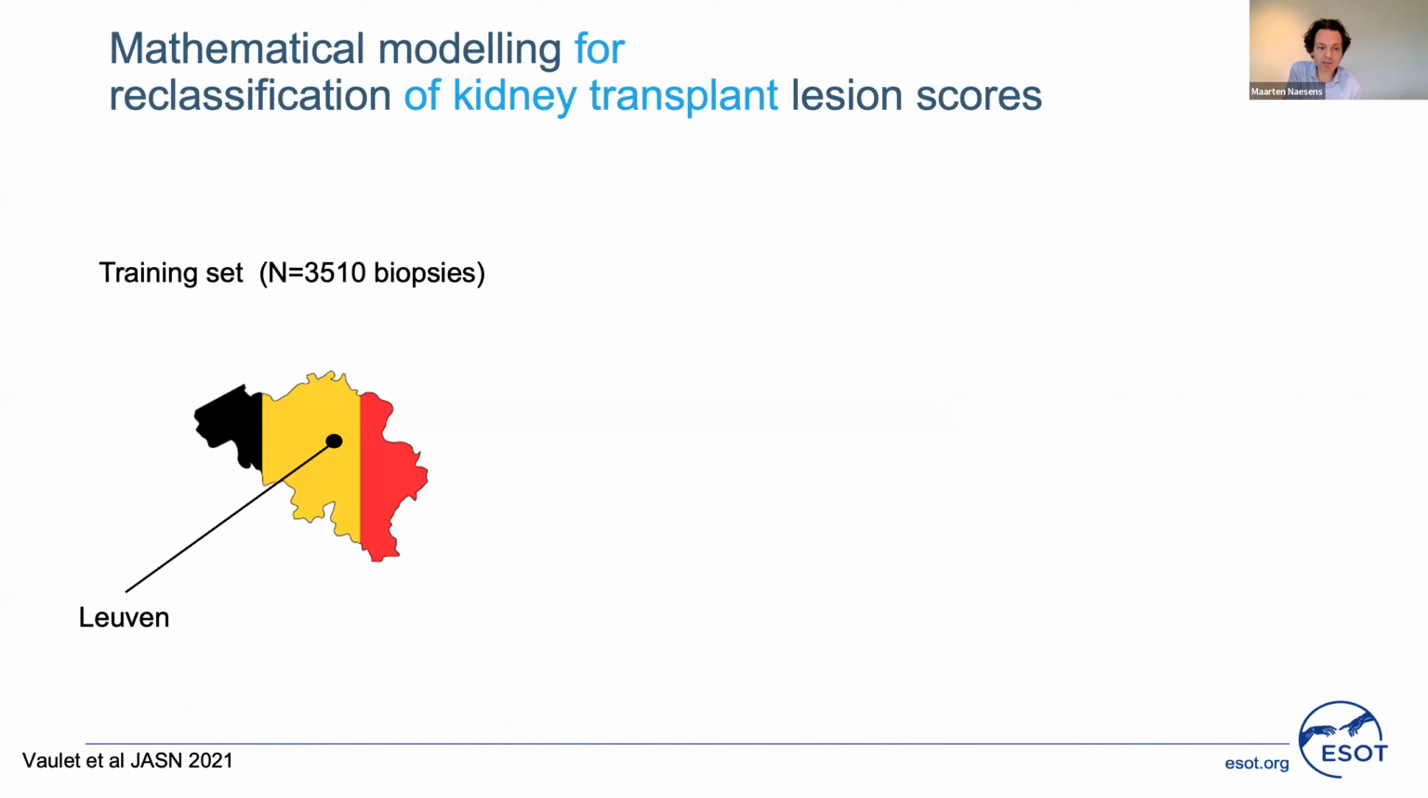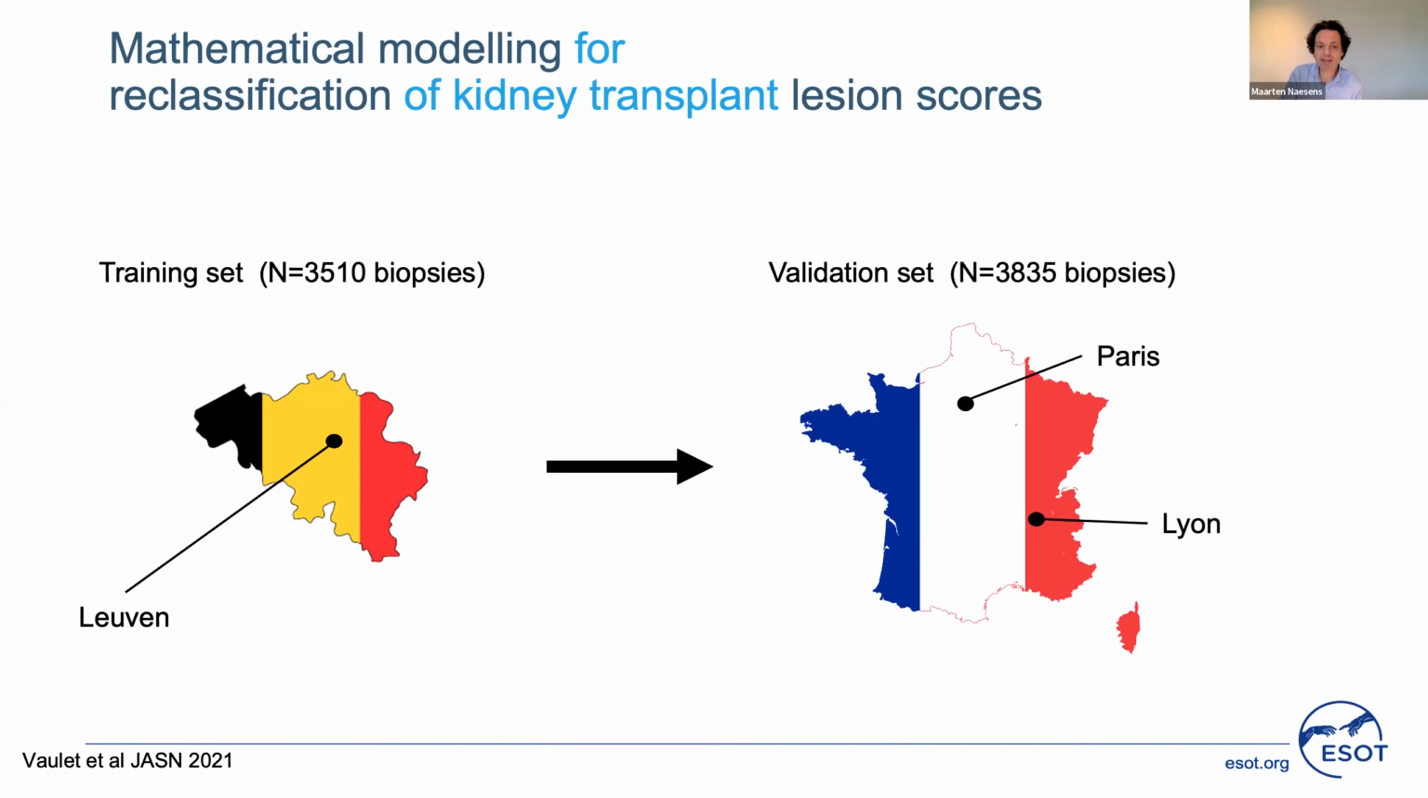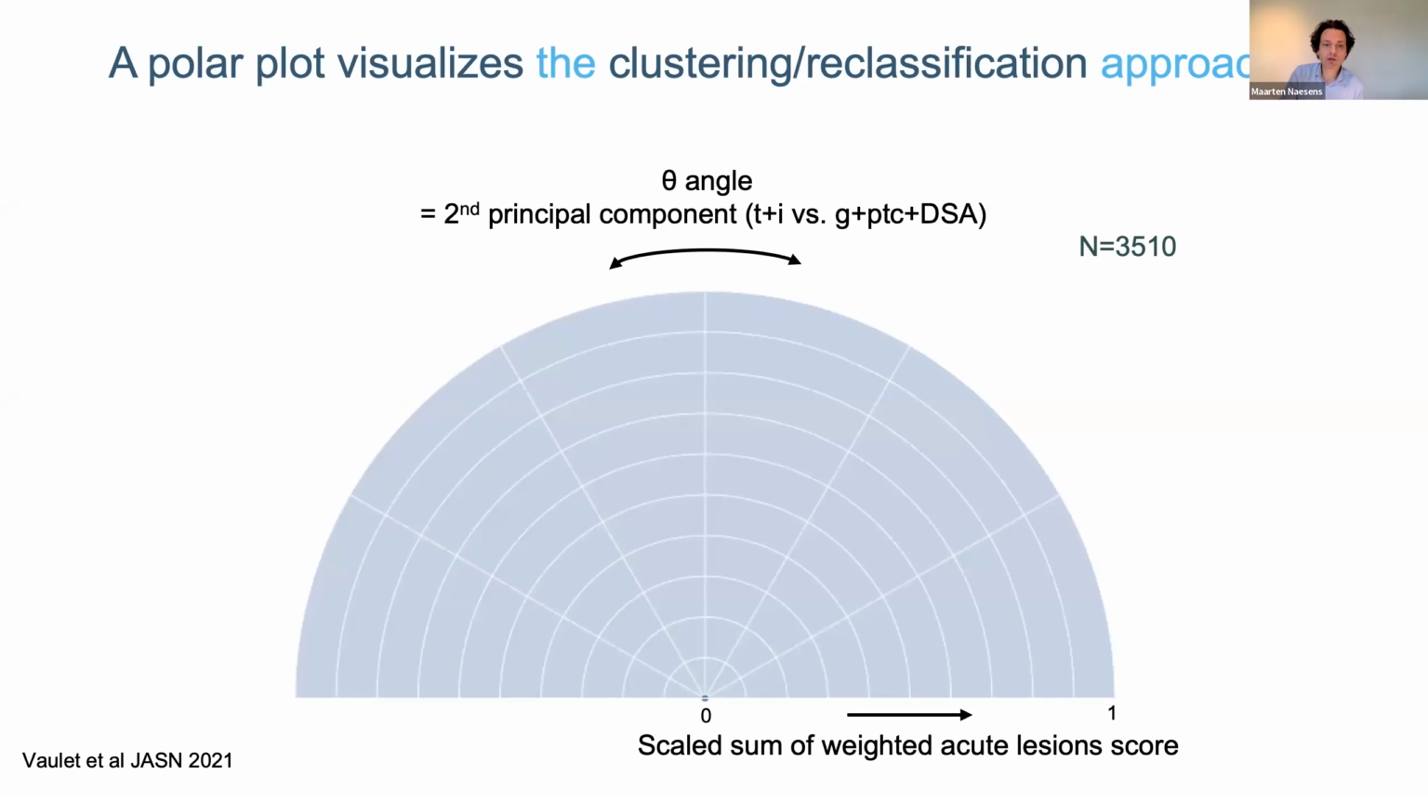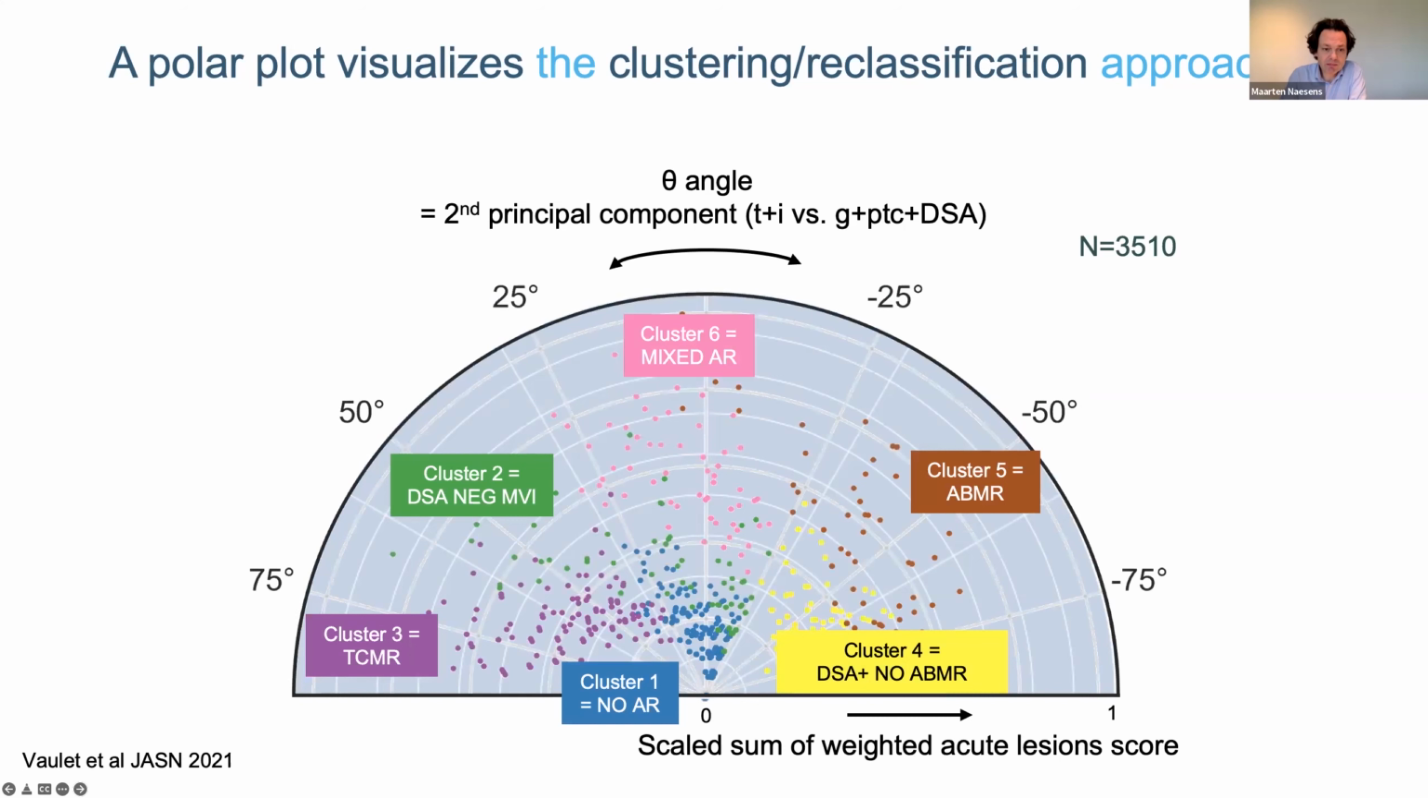This is a study that was published last year by Thibault Vollet from my team, where he used a training set of 3,500 biopsies performed at the university hospitals in Leuven, and then a validation set of 3,800 biopsies from Paris and Lyon in France. Using quite complex clustering approaches and also semi-supervised approaches, he came up with a reclassification tool that was able to reclassify kidney transplant biopsies into 6 different clusters.